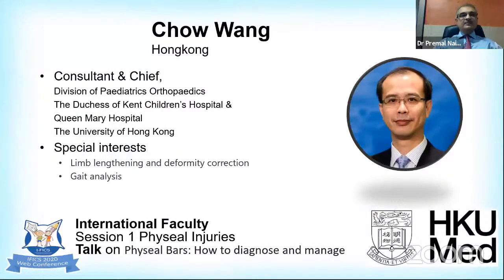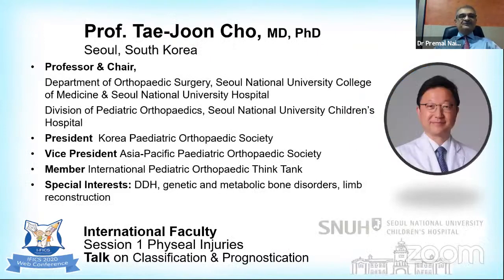Dr. Cho Wang is from Hong Kong. He's a consultant and chief of the division of pediatric orthopedics at the Duchess of Kent Children's Hospital and Queen Mary Hospital at the University of Hong Kong. His areas of special interest include limb lengthening and deformity correction, and he has a fantastic gait lab, and he is interested in running the show there.